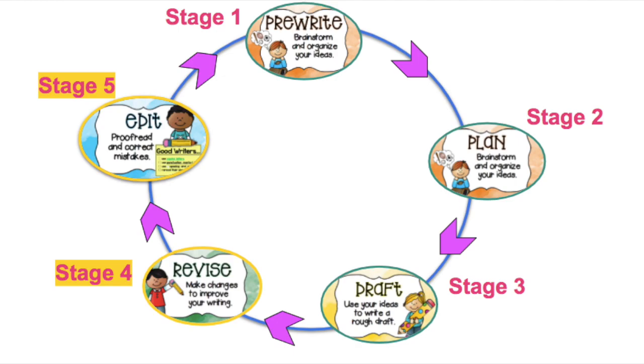So remember that stage 4 is called the revision stage, and that's where you make changes to improve your writing. That's exactly the point of Empathy Lead the Way. Stage 5 is where you edit. That means that you proofread and you correct for mistakes.